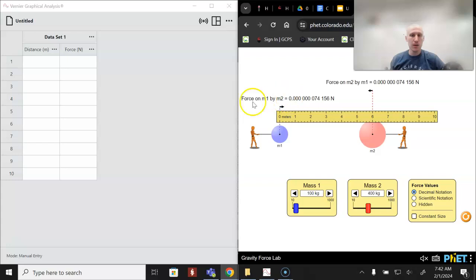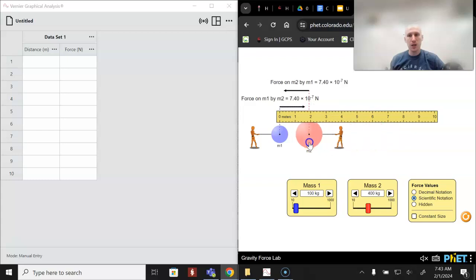Also, the forces that we have going on, the 0.000 and all of that, will be easier to read and to input in our Vernier Graphical Analysis if we switch it to scientific notation. So I'll show you how to put that in. Let's start small and then gradually go bigger. So let's start at these two being 2 meters apart.